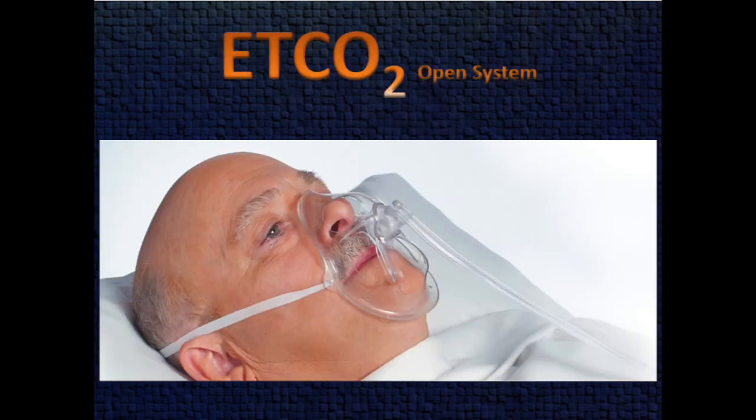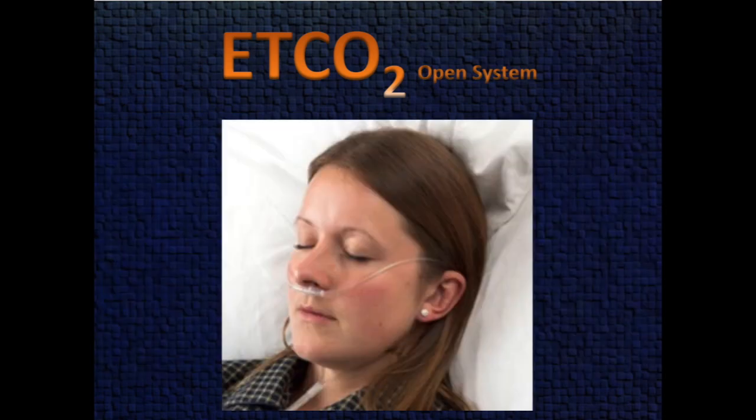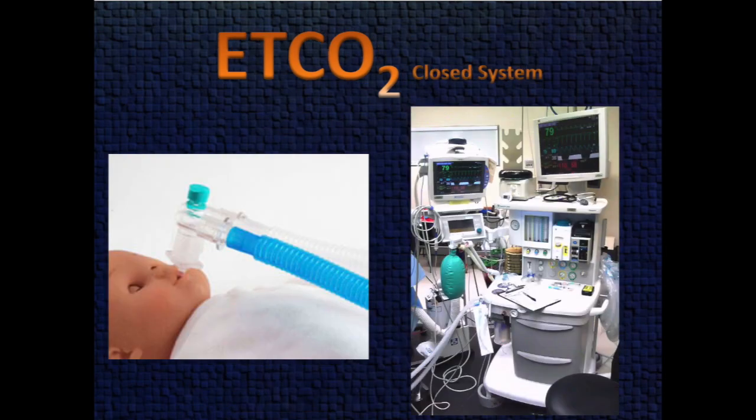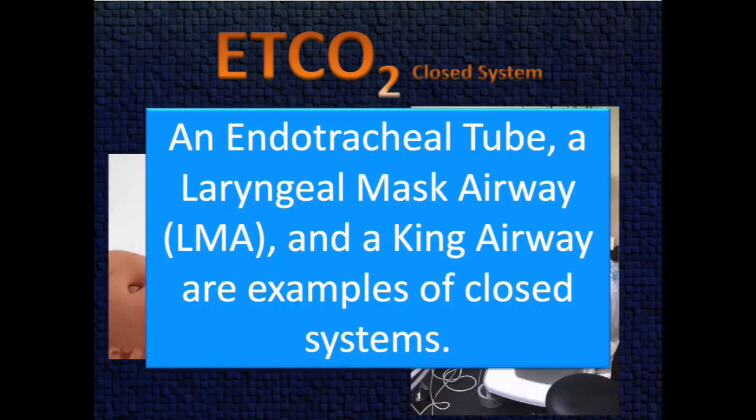So there's two types of systems. If you look at this gentleman wearing the mask, you notice that there's a chance that he's going to entrain or bring in room air. So that's called an open system. The person breathing with a nasal cannula, they're also breathing in room air. That's an open system. If someone's got an endotracheal tube or an LMA or a King airway, that is called a closed system. They're only breathing the gases that we're giving them.